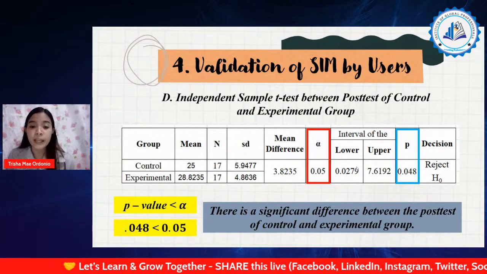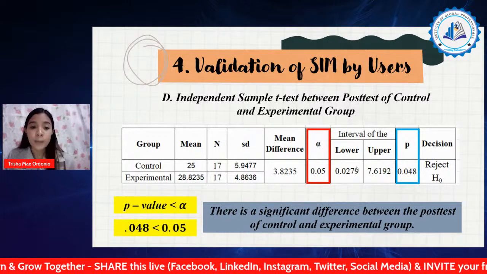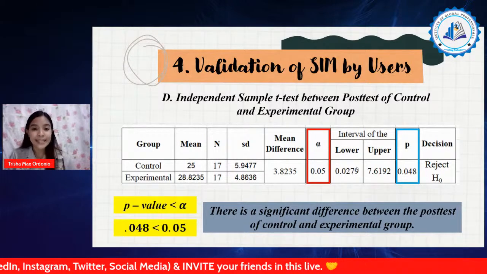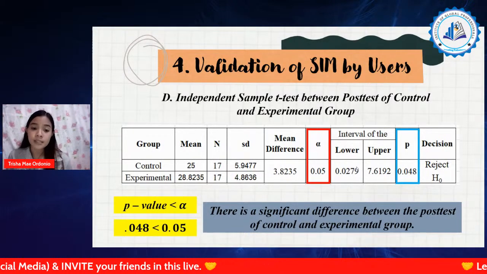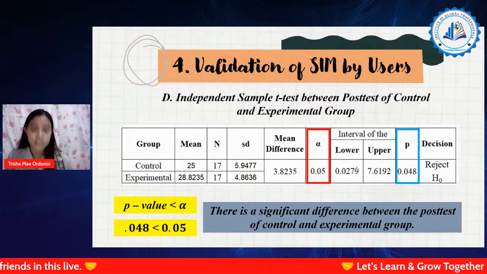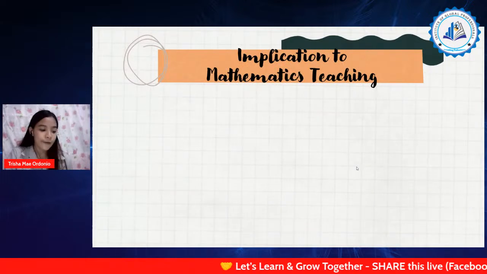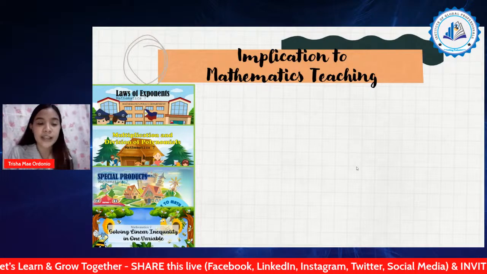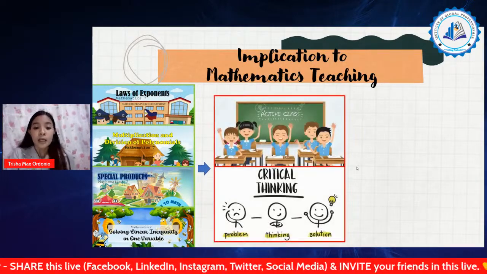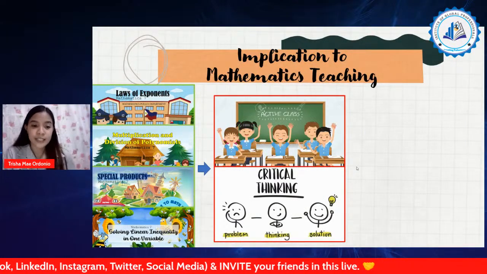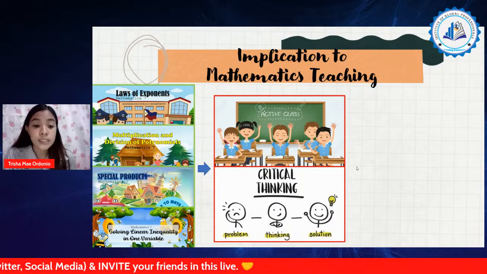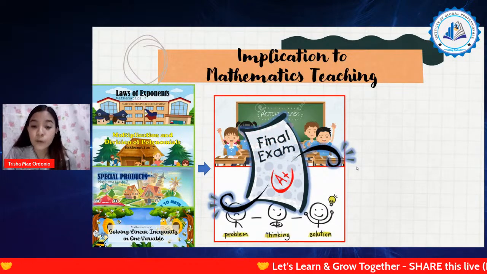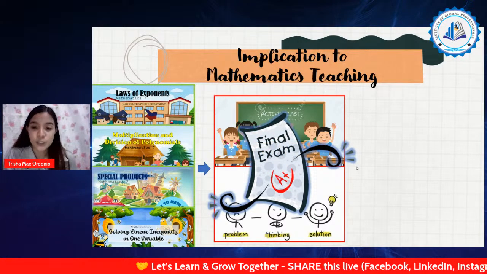It says here in the interpretation that experimental group performs better than the control group. We can say that the use of SIM in remediation process is more effective than the traditional method. So, with the use of strategic intervention materials that are story and adventure type based, it promotes active participation of the students and it promotes critical thinking of the students. It leads to improved performance of the students in algebra.